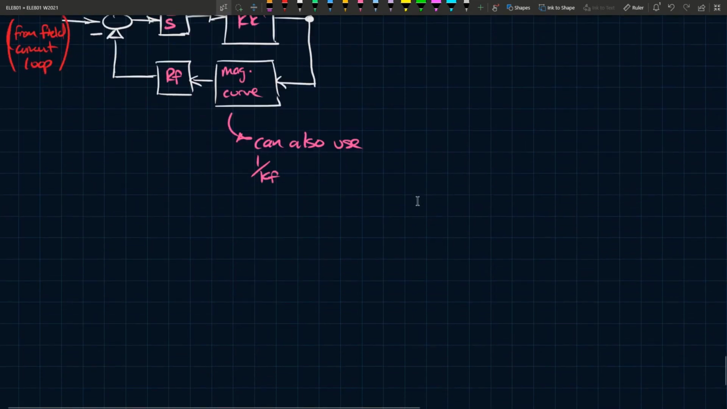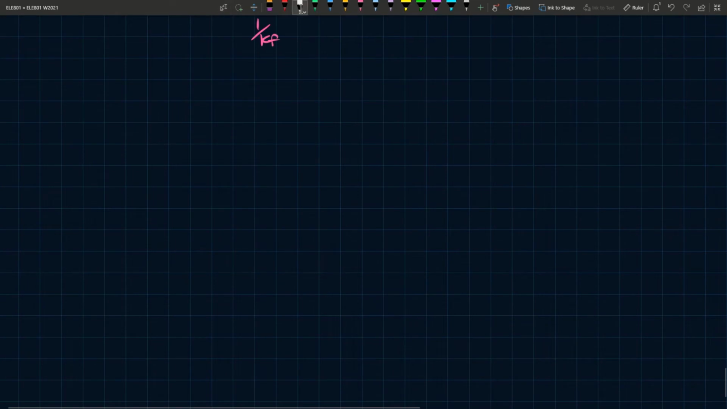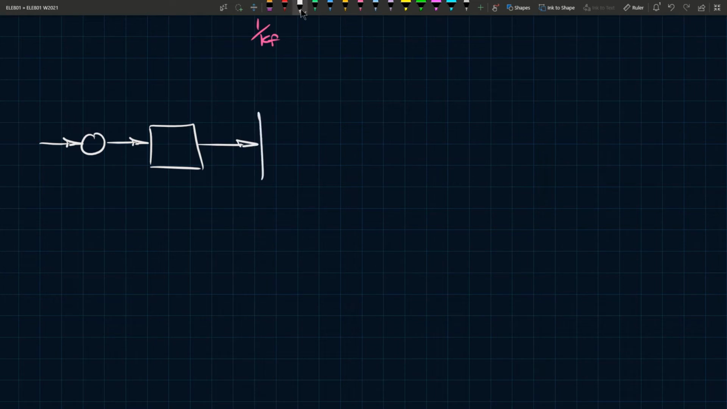So the next thing I want to discuss with you is the armature current control. The armature current control loop will look something like this. It's a very standard, traditional type of control loop, and its purpose is, as the name suggests, to control the armature current. So we'll do the following.